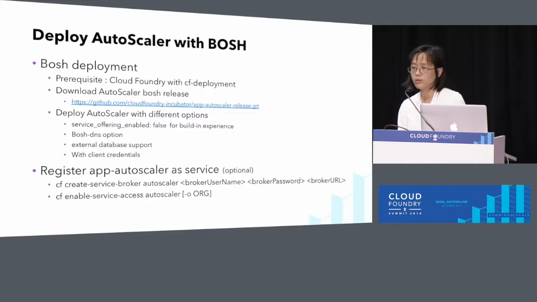This stuff is still in development. Currently, we offer it as an ops file. But given the latest CF deployment completely removed the console-related things, we are also developing a new one to make the BOSH DNS enabled by default. So if you need to deploy the BOSH release, please refer to the latest Git document to get the most recent one.